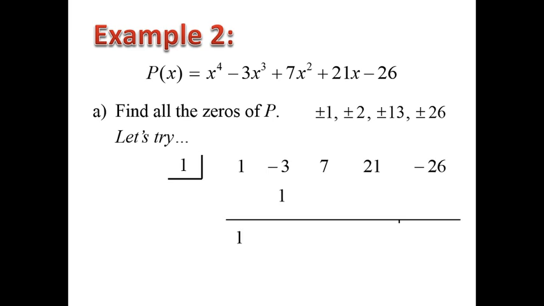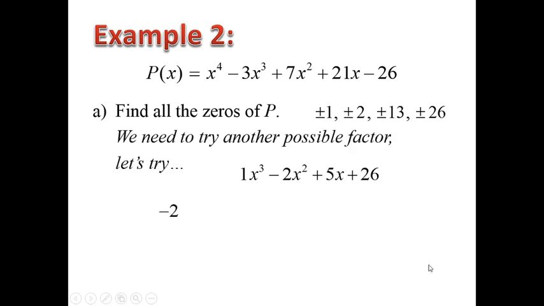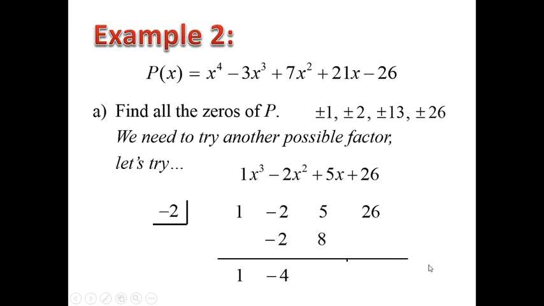So try 1 first. You'll see that 1 times 1, that'll be 1, plus -3, -2, times 1, we get -2. And then plus 7, we get 5, 5 times 1, we get 5. 21 plus 5, 26, times 1, so bingo, that's going to be 0 for the remainder. So for the quotient we get 1x to the power of 3, -2x squared, plus 5x plus 26. Going through the synthetic division again, this time we try -2 and see what happens. For -2 we find out that the final remainder is also 0, so it's part of the zeros as well.